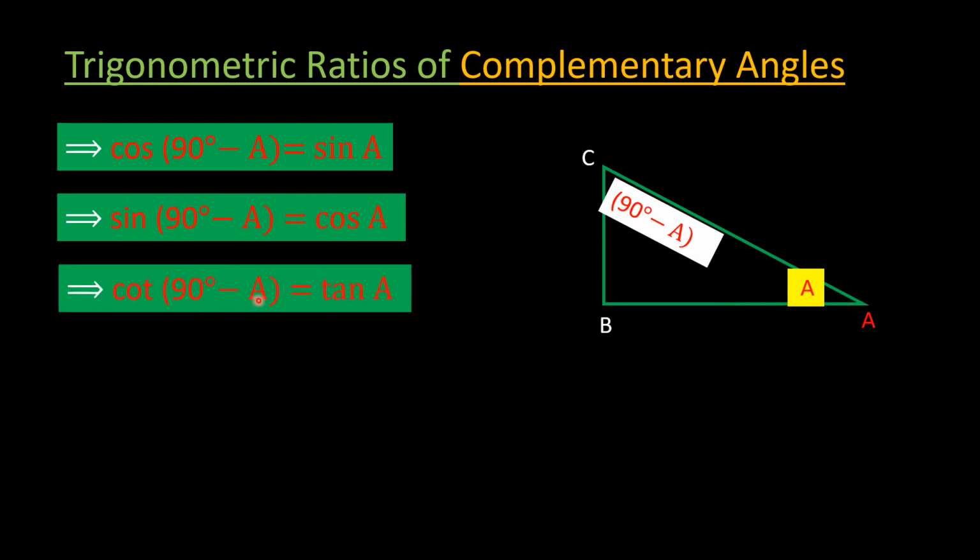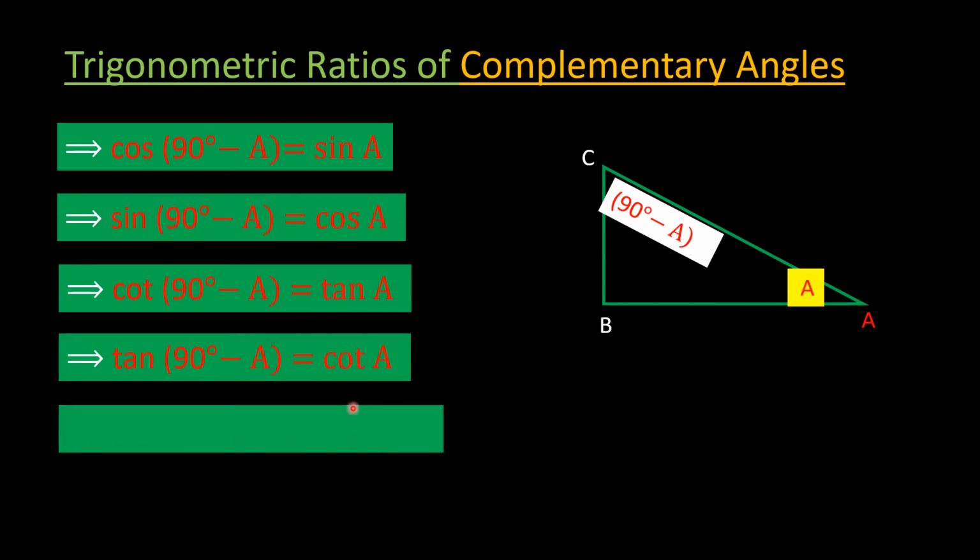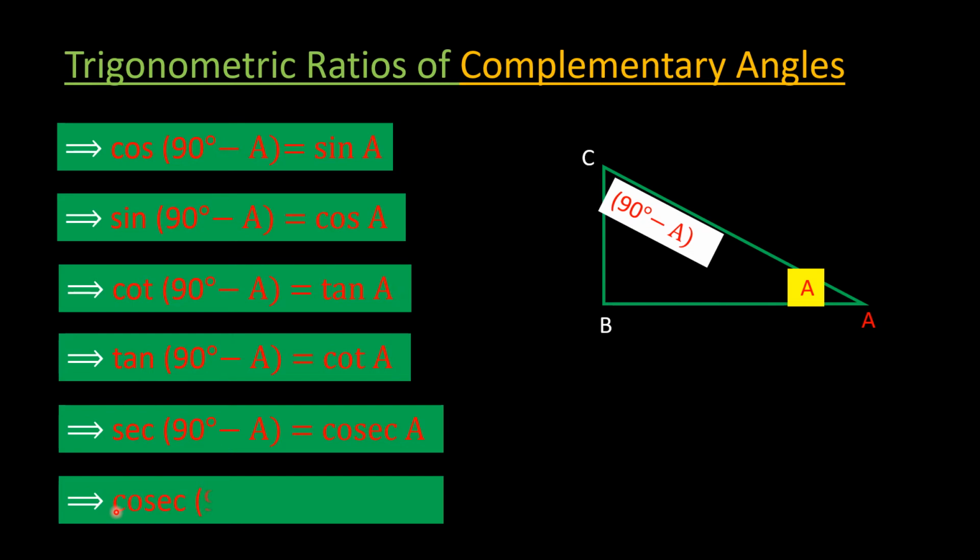Cot (90 minus A) equals tan A. Tan (90 minus A) equals cot A. Sec (90 minus A) equals cosec A. And cosec (90 minus A) equals sec A. Here we observe that cos changes to sine or sine changes to cos. Cot changes to tan or tan changes to cot. Sec changes to cosec or cosec changes to sec.